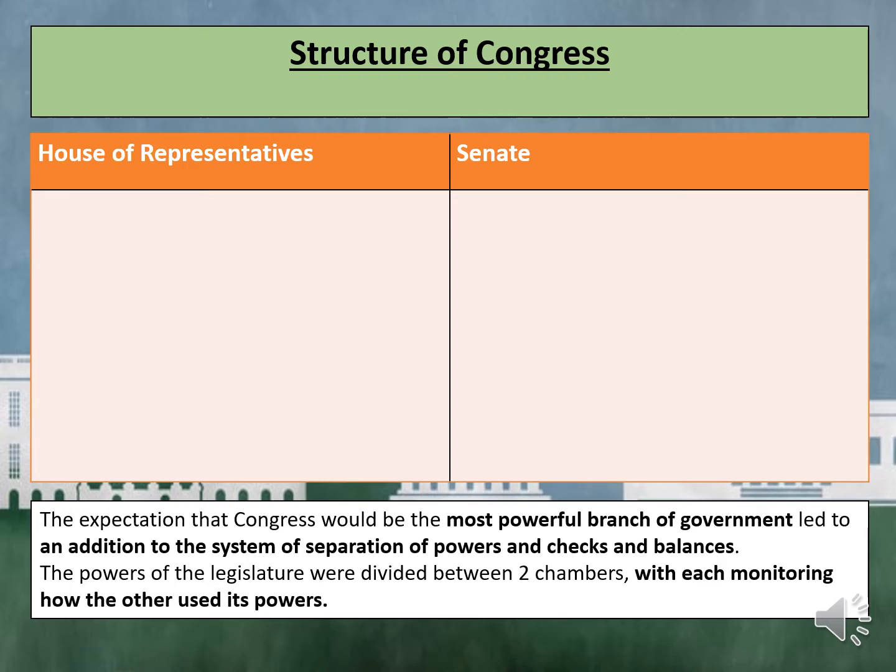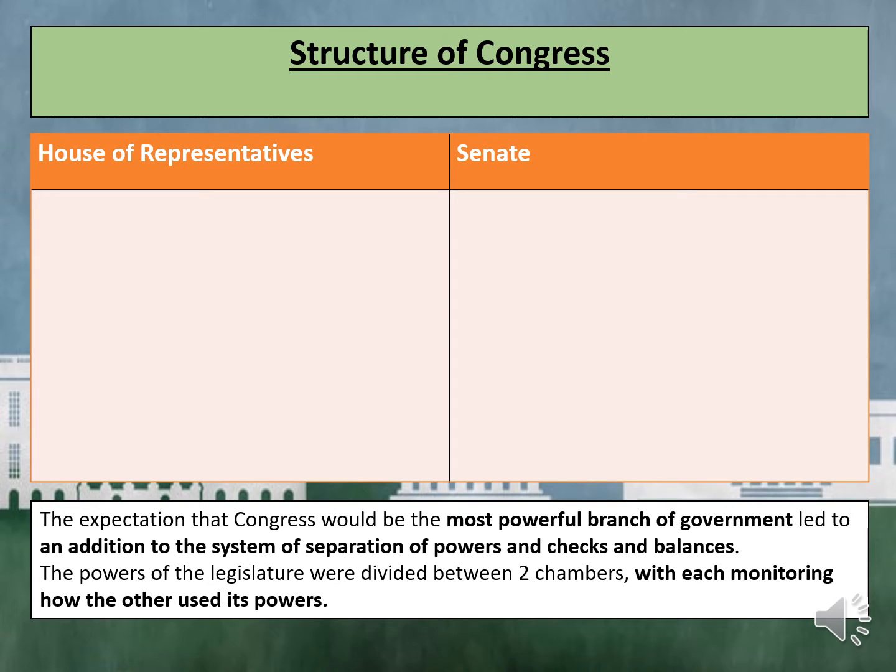Here is a breakdown of the structure of the two chambers of Congress. Let's look at the House of Representatives first. This is the lower house, which is made up of 435 members. Each member represents a congressional district within their state. A House Representative serves 2-year terms and must be at least 25 years old and have been a US citizen for at least 7 years. Another requirement is that they must be a resident of the state that they represent.